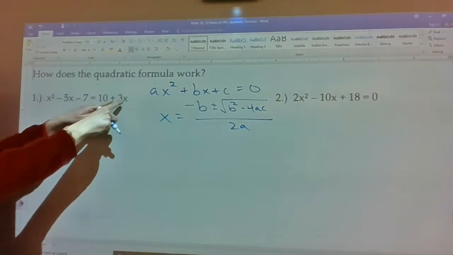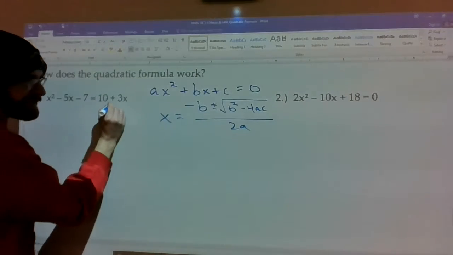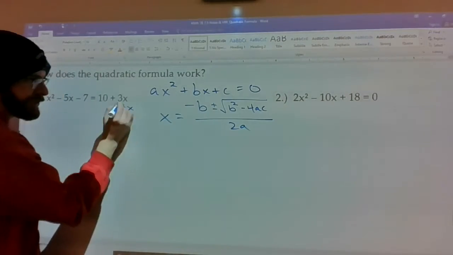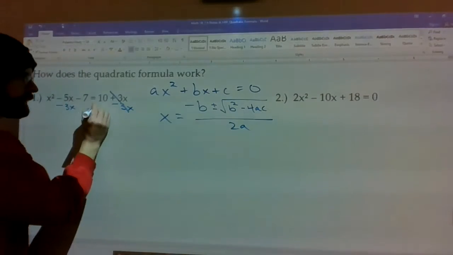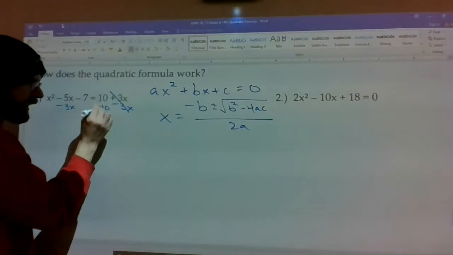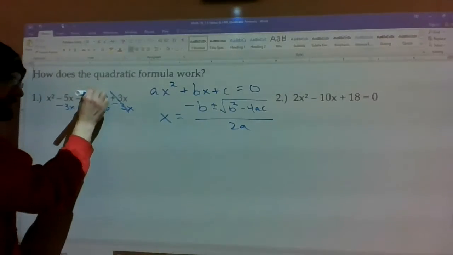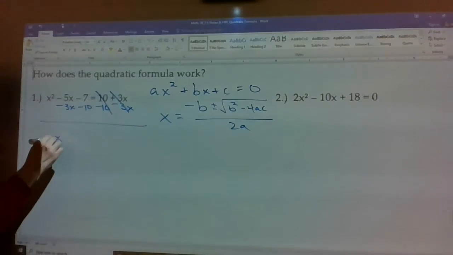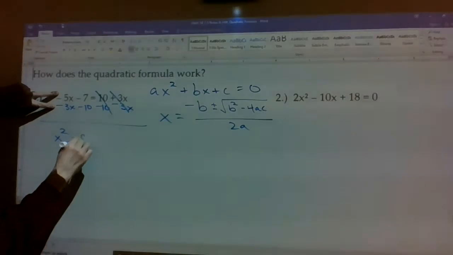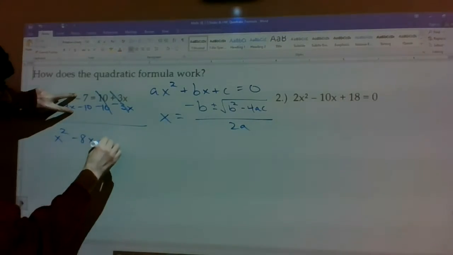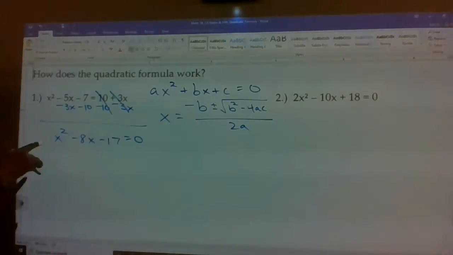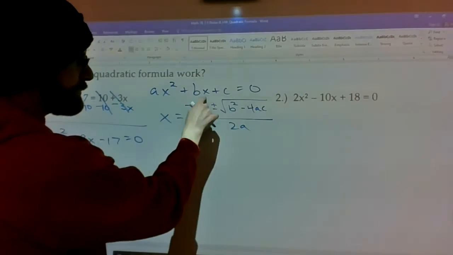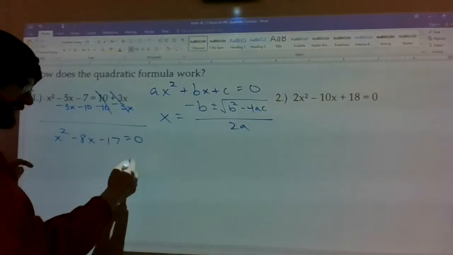All right, so I need to move this 3x to the left. I need to zero it out on the right. So subtracting it zeroes it out. Got to subtract here. Also positive, so need to subtract here, subtract there. Zeroes it out. x squared minus 8x minus 17 equals 0. Got it. It looks like ax squared plus bx plus c equals 0 in standard form.